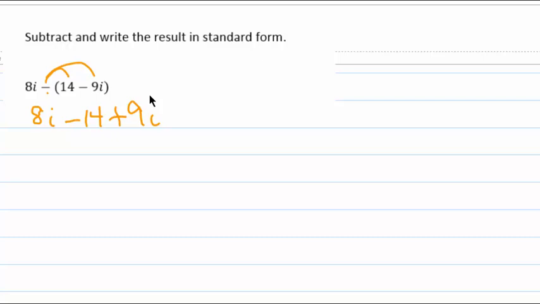All right, once I don't have parentheses anymore, then I can combine my like terms. Well, I see that I have no other real part, so again, making sure that you're writing it in standard form, my -14, and then I'm going to combine my two imaginary parts, so then I have plus 17i.